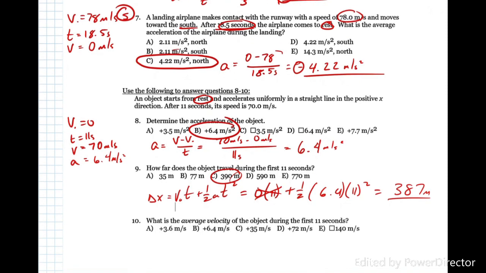And then what's the average velocity for the whole thing? So for average velocity, we don't really care that it's accelerating. For average velocity, we're going to do change in position over change in time. My entire change in position is 390 meters. And my change in time for the entire interval is 11 seconds. So my average velocity is just 390 divided by 11. Roughly 35.45 meters per second. So roughly 35 meters per second.